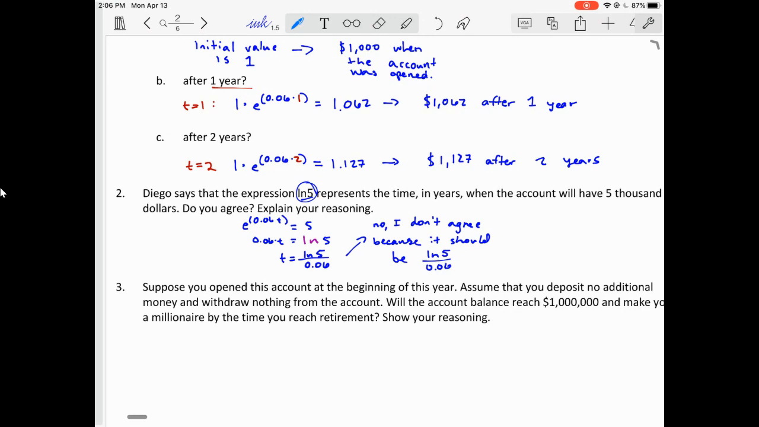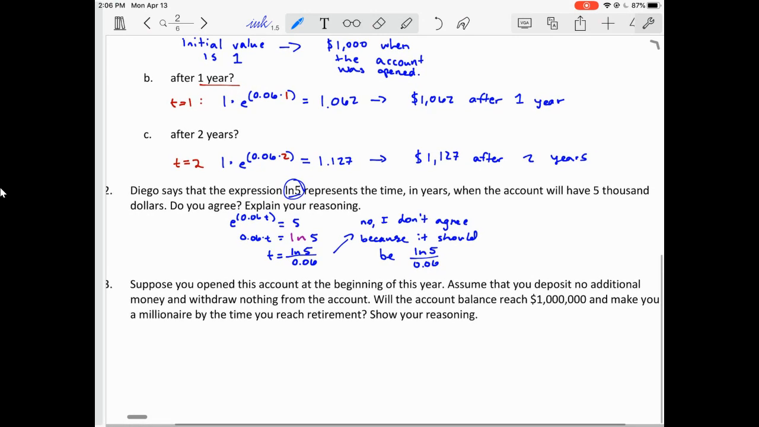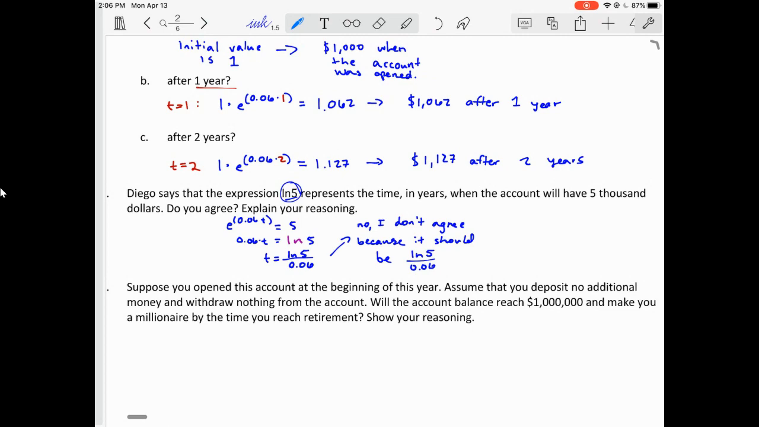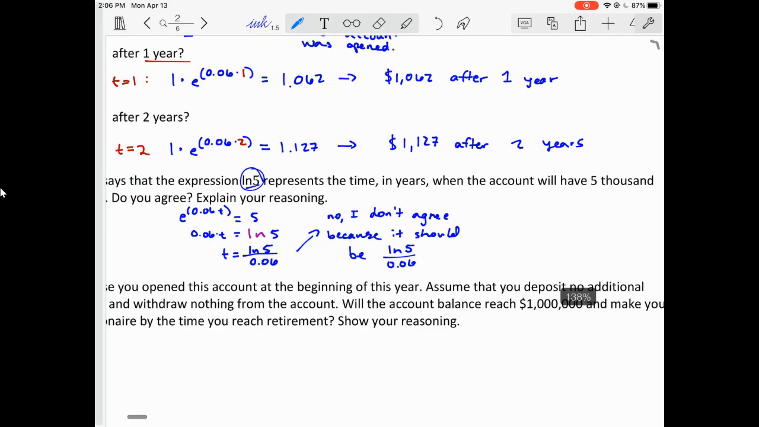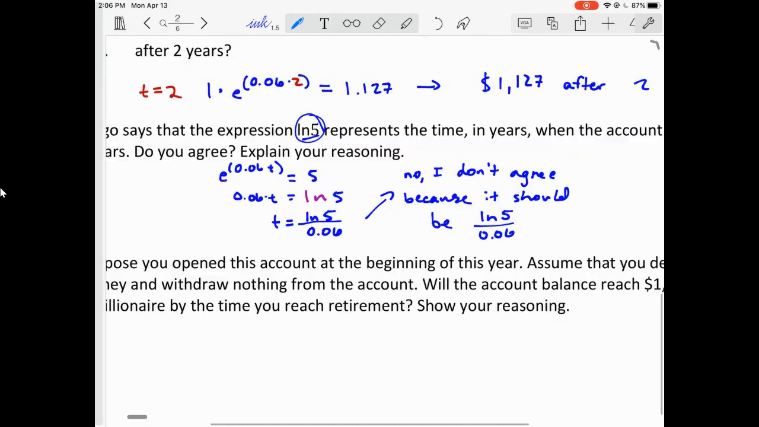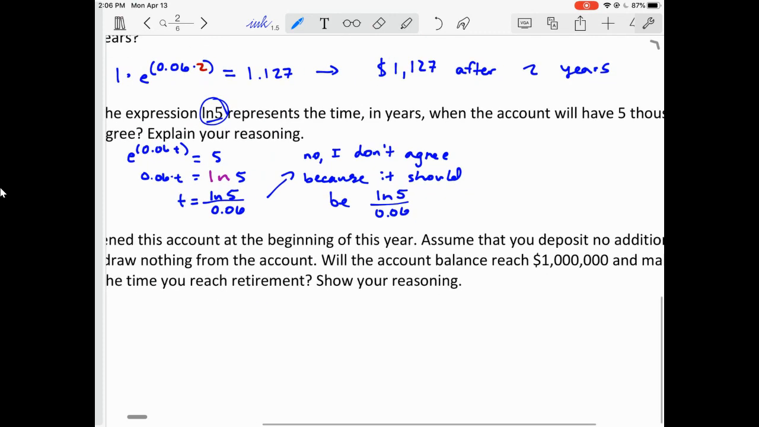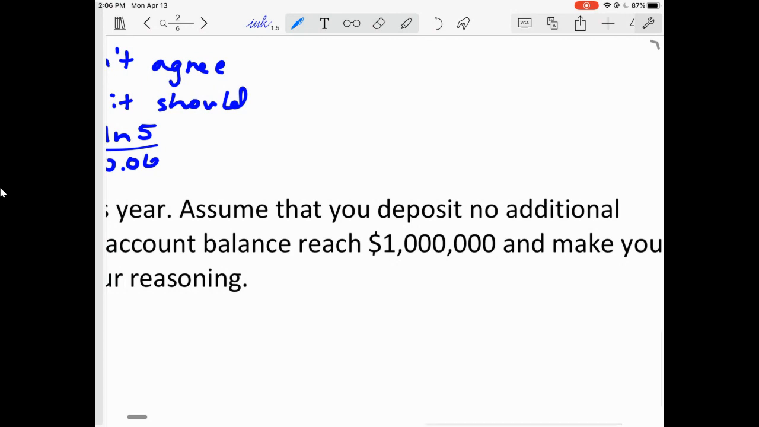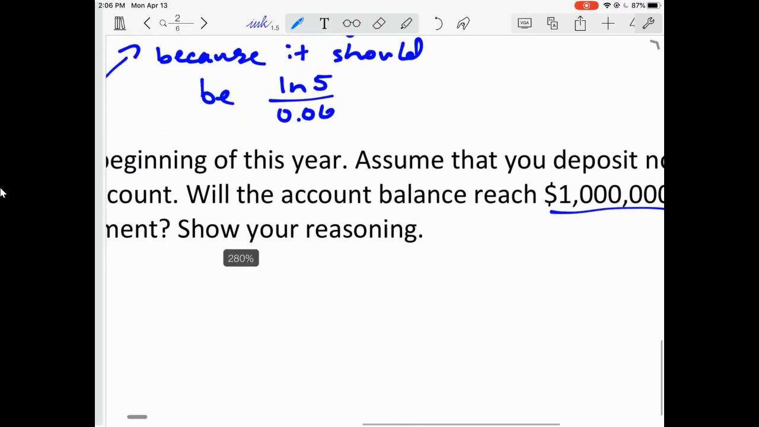All right, and third, suppose you open the account at the beginning of this year and assume that you deposit no additional money and withdraw nothing from the account. Will the account balance reach $1 million and make you a millionaire by the time you reach retirement? Interesting. So we want to know, when is this expression that we have going to equal 1 million?